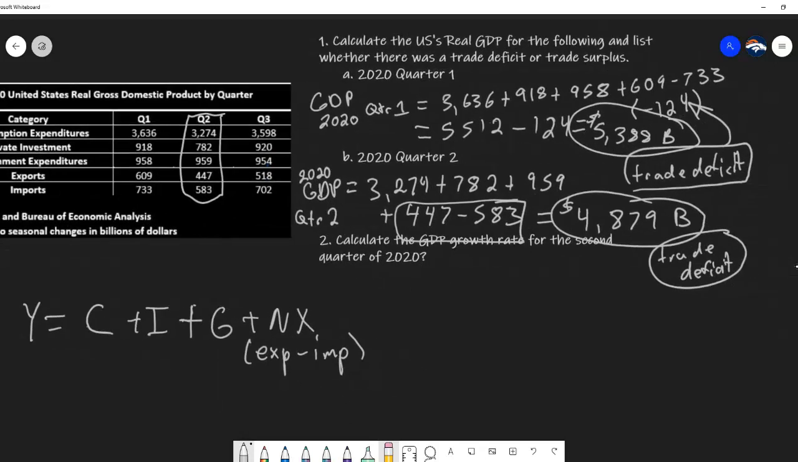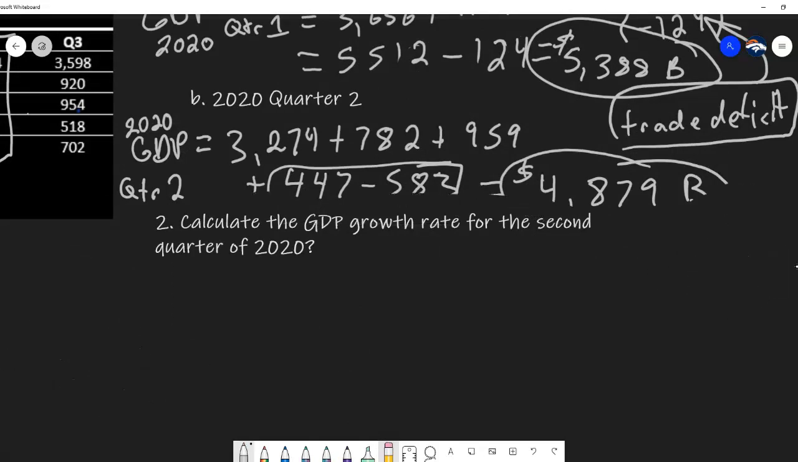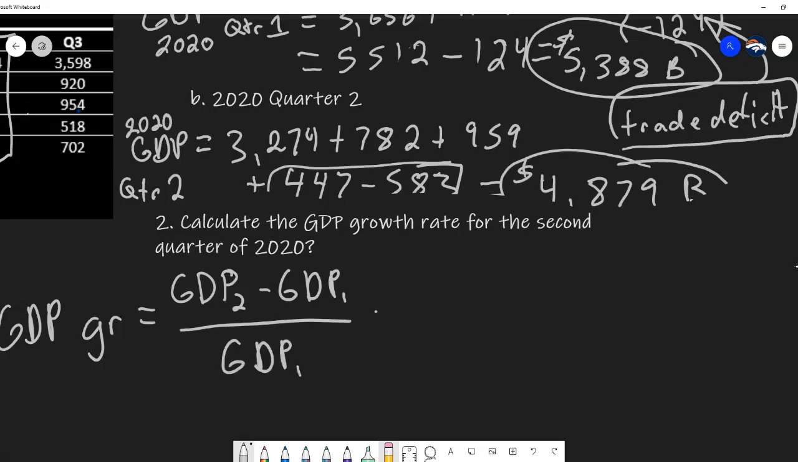I'm going to zoom in and erase some of this so you can see this last question. What we need is our GDP growth rate formula. So the growth rate formula for GDP equals GDP2, our most current GDP, minus GDP1, divided by GDP1, times 100%.